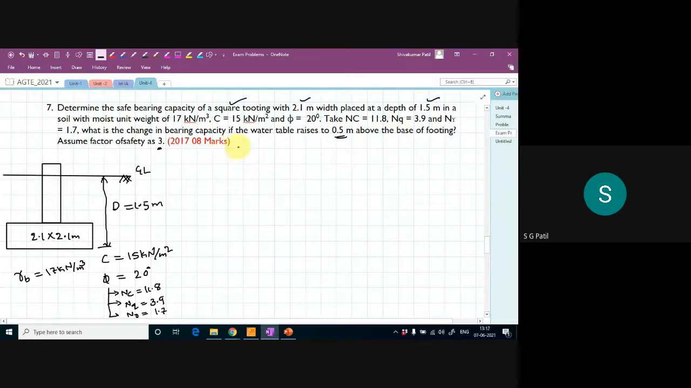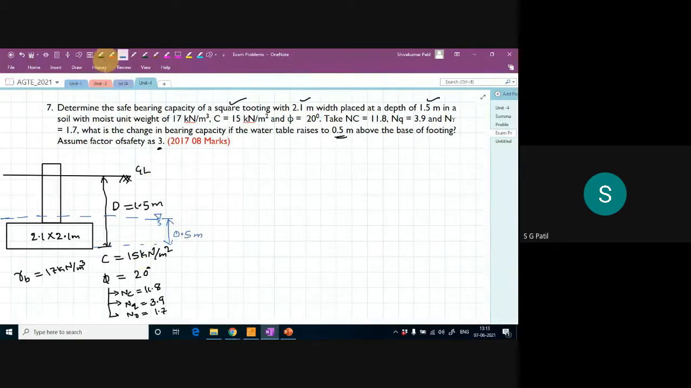Again, here also there are two cases. One case without considering any water table, and the second case is if the water table rises to 0.5 meter above the base of the footing. That means, let me draw here. So this is the water table. How much is it rising from the footing level? 0.5 meter.